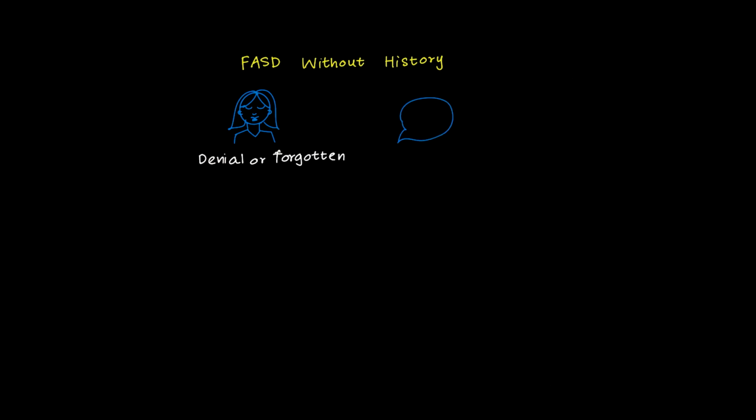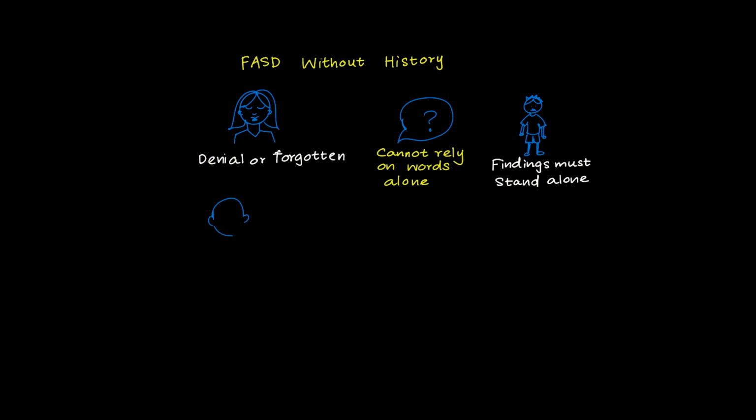3 key findings anchor FASD diagnosis. Small head circumference, known as microcephaly, shows central nervous system damage from alcohol exposure during brain growth. Growth impairment below the 10th percentile for height or weight shows alcohol's impact on overall fetal development.